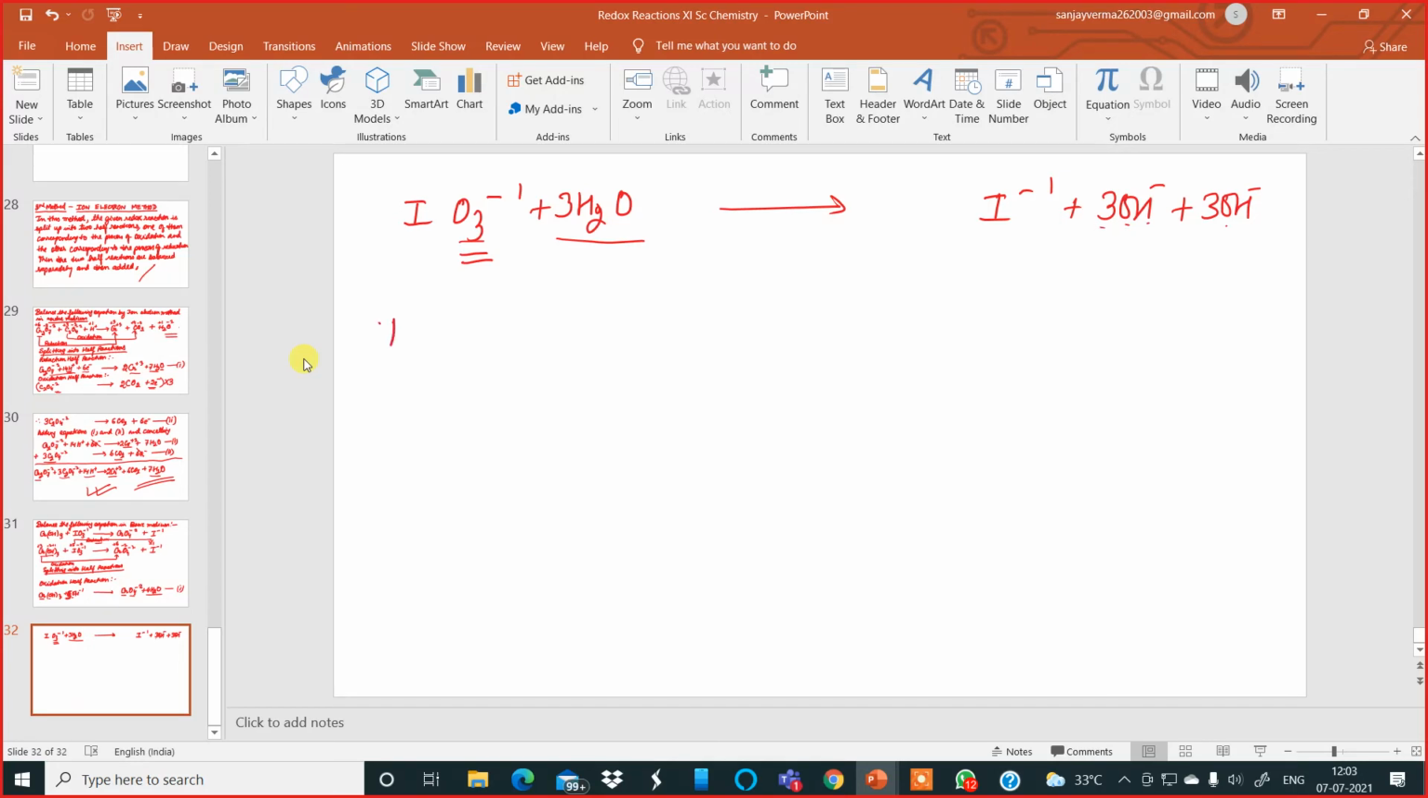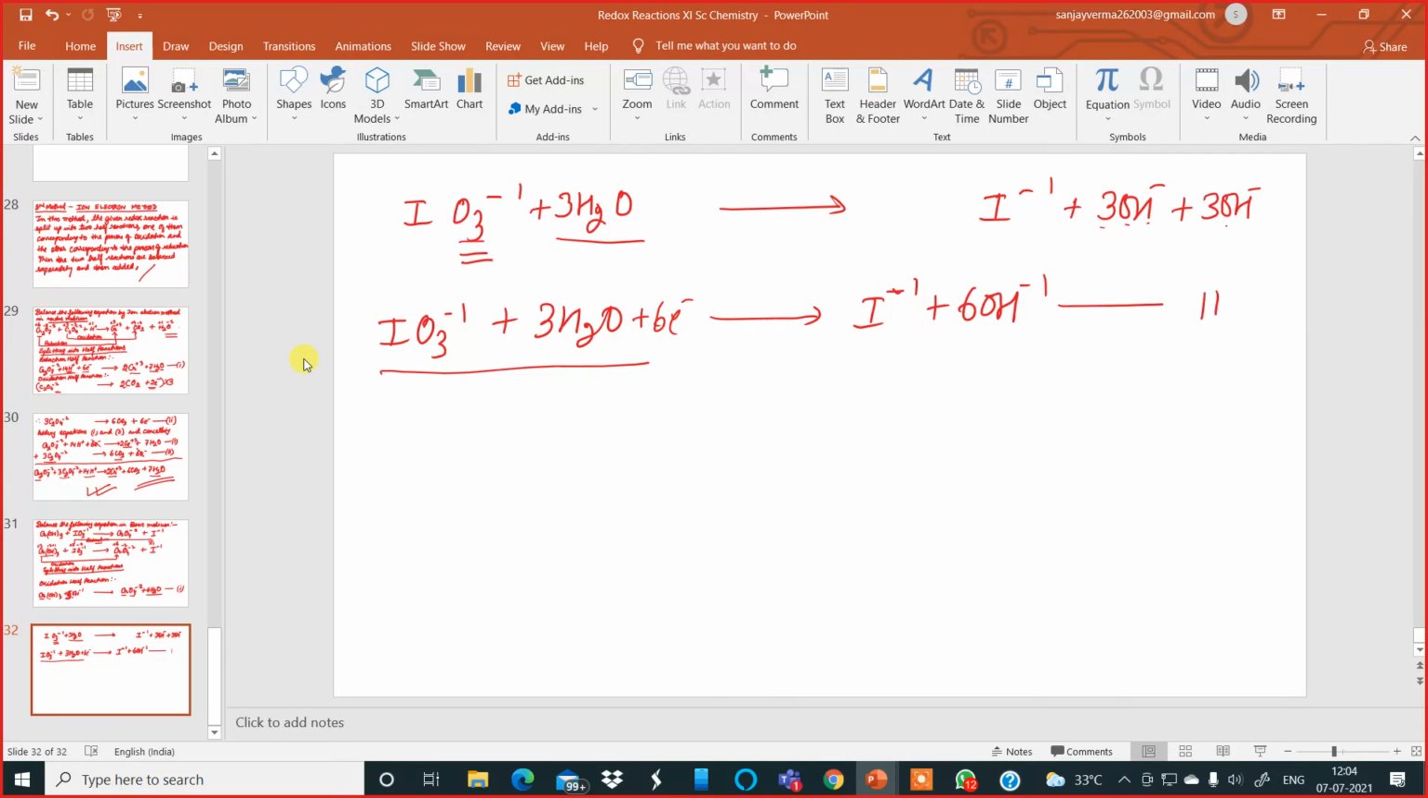So I'll write this equation once more finally. IO3 minus 1 plus 3H2O gives I minus 1 plus 6OH minus 1. And immediately I balance the charge also. On the left hand side, 1 negative charge. On the right hand side, 6 plus 1, 7 negative charge. So your negative charge is less. So I'll put over here 6 electrons to make this equation balanced. This becomes equation number 2.